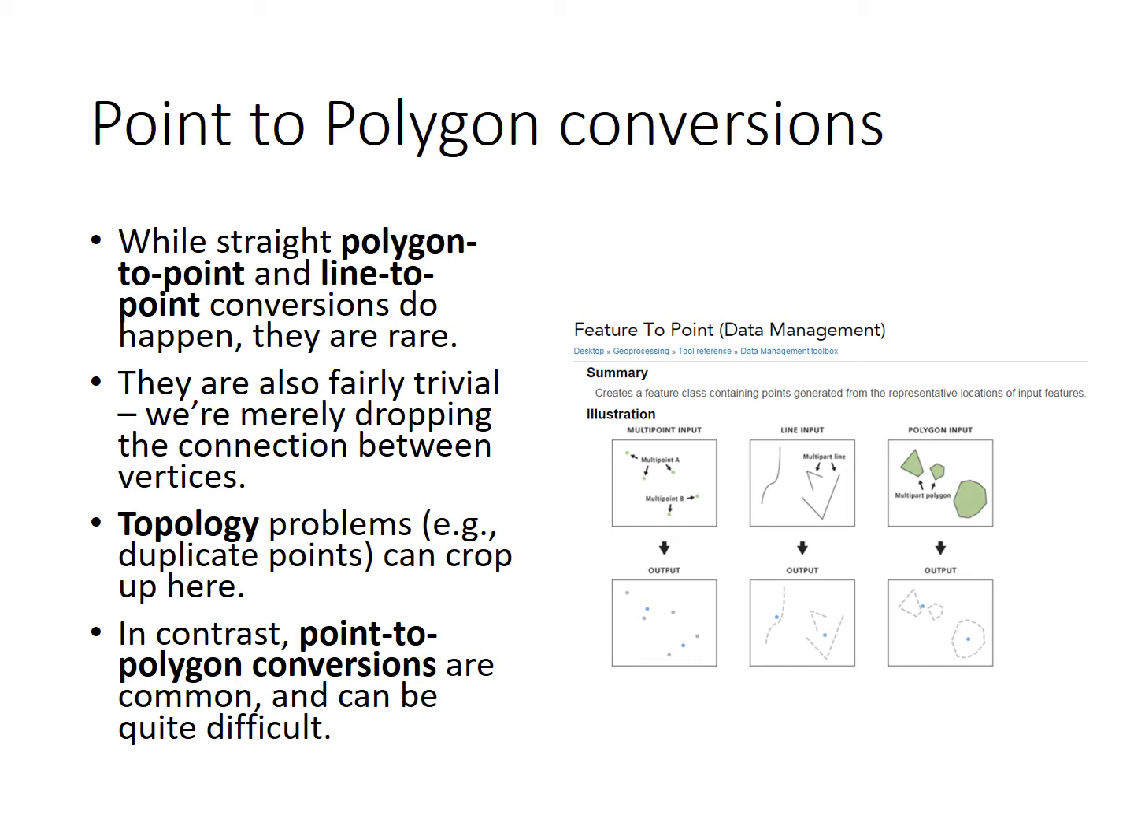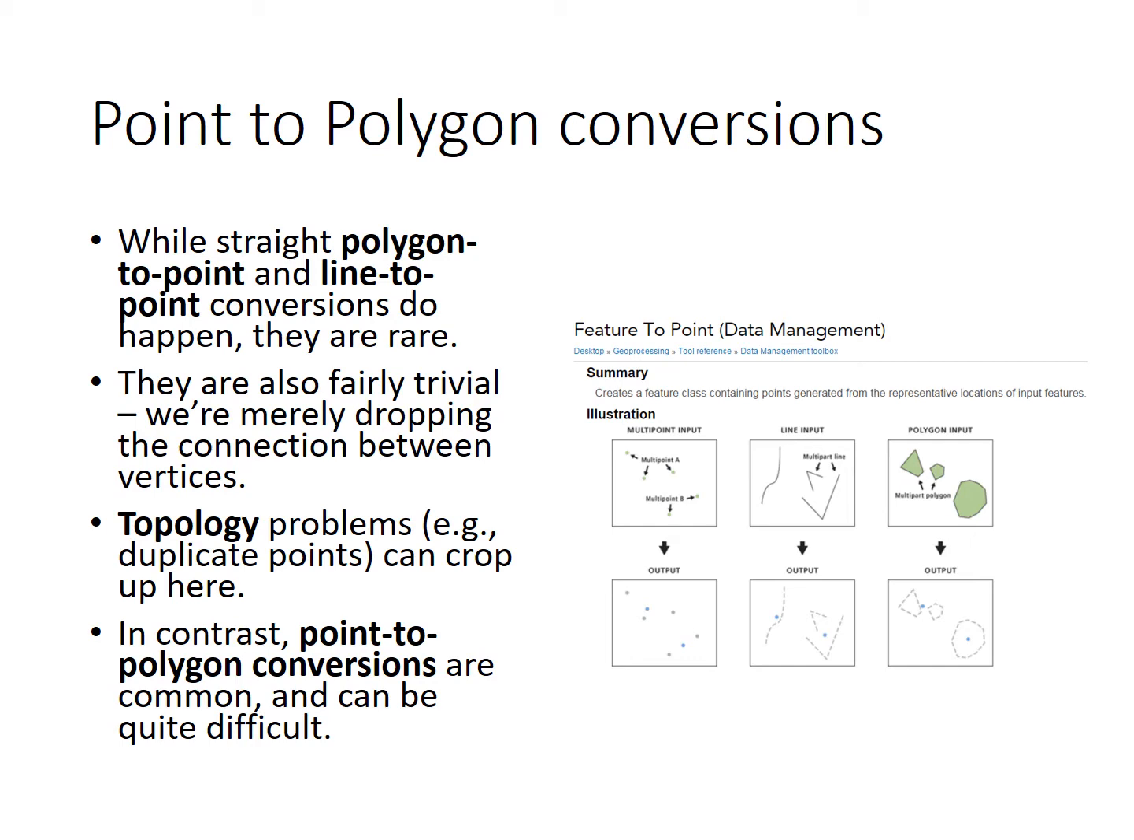So polygon-to-point and line-to-polygon conversions do happen. In this case, what you are typically interested in doing is extracting the vertices. That's a relatively simple task since all the polygons and all of the linear features are made up of vertices anyway, or points. It's actually pretty easy to just drop those connections.